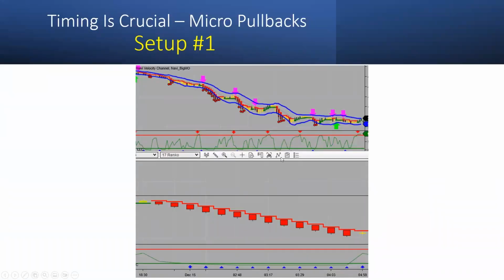All right, so first thing we're going to do here is setup number 1. Setup number 1 is a micro pullback type entry. Now, the chart you're looking at on the bottom of your screen is our NinjaRenko chart, and the top chart is actually the same price series.